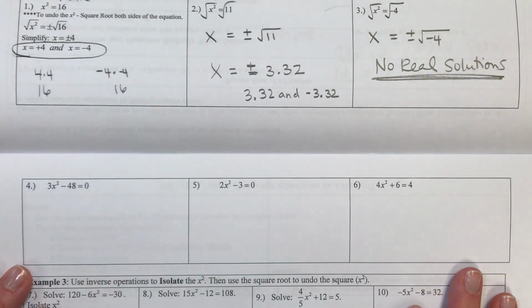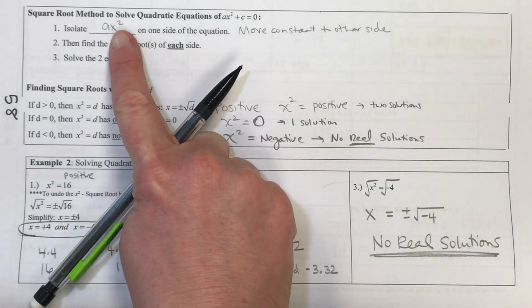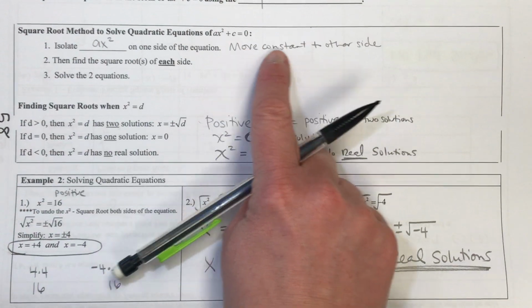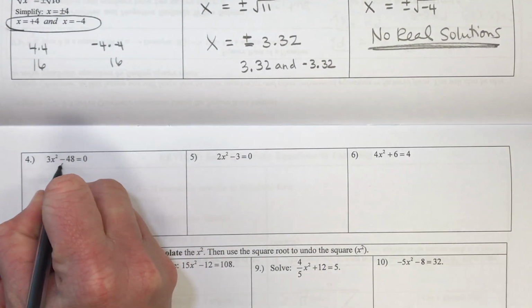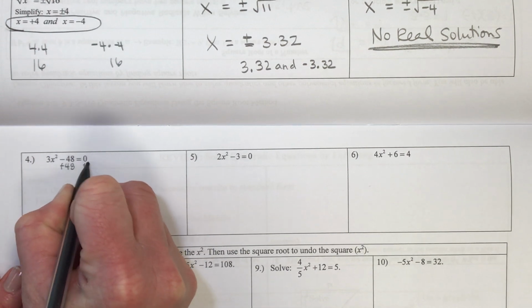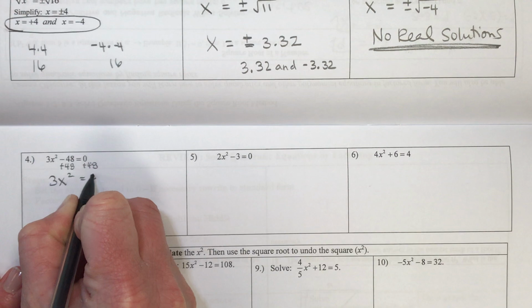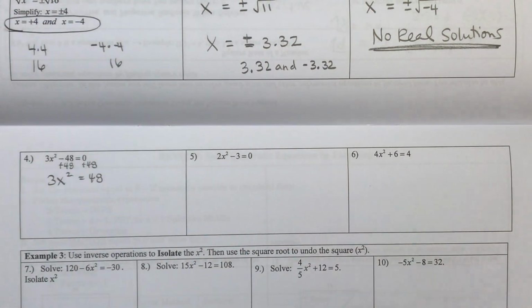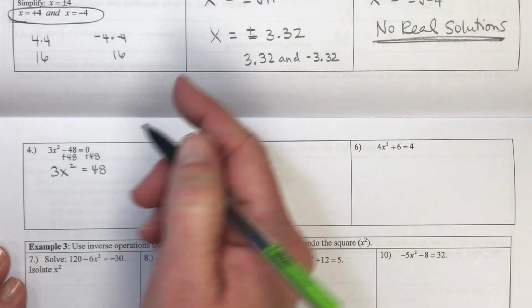Then here's a couple more examples. Notice how this time I have a C term, so I'm going to have to move that constant to the other side of my equal sign. So here I'm going to add 48 over. And now I'll have 3x squared is equal to 48. Now before I take the square root, I want to get rid of that 3 in the front because I don't want the square root of 3.